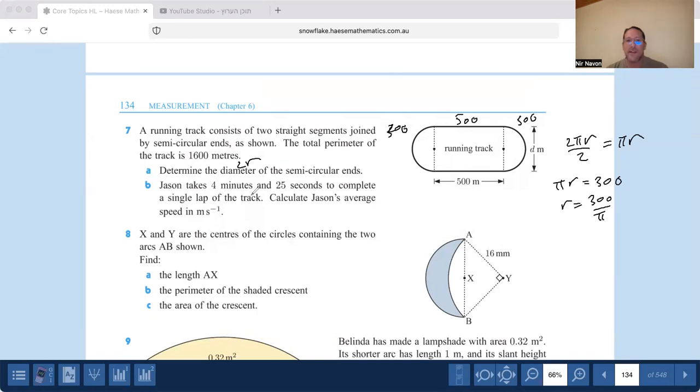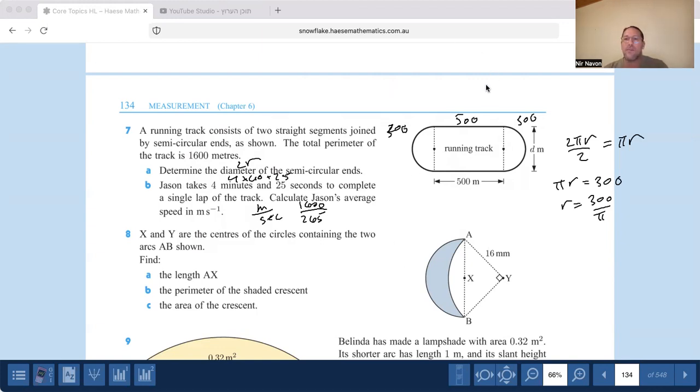Jason takes 4 minutes and 25 seconds to complete a single lap of the track. Calculate Jason's average speed in meters per second. So we need to change, first of all, this 4 minutes and 25 seconds into seconds only. So that would be 4 times 60 plus 25, which is 265. And to complete a single track, the track is 1600. So then we can find the average speed.